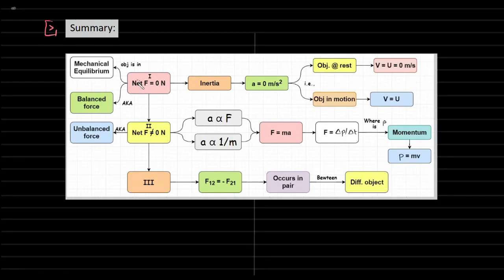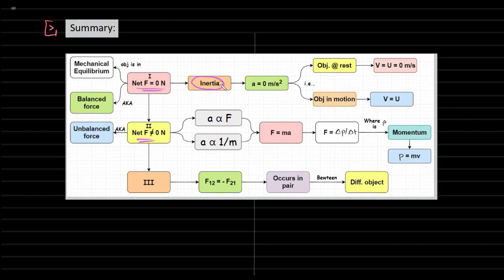Let's recap what we have learned from the first law and the second law. The first law deals with when the net force is equal to 0. The second law deals with the net force not being equal to 0. When the net force is equal to 0, the object is said to be in inertia.